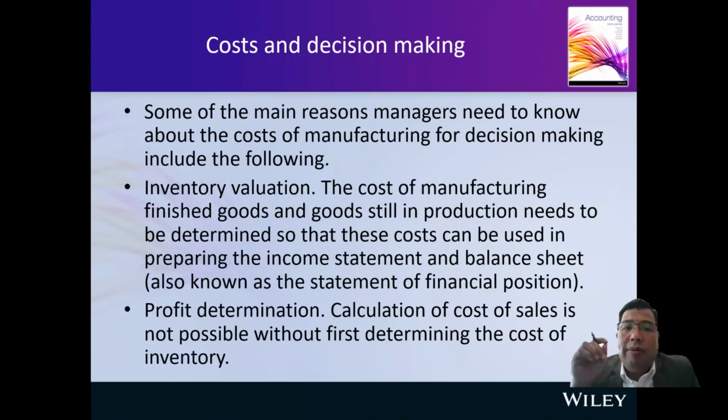Okay. Let us start with cost and decision making. Some of the main reasons managers need to know about the cost of manufacturing for decision making include the following. Why do you want to know about the cost? Number one is inventory valuations. The cost of manufacturing the finished goods and goods still in production. Goods still in production, I call it WIP, work in process.